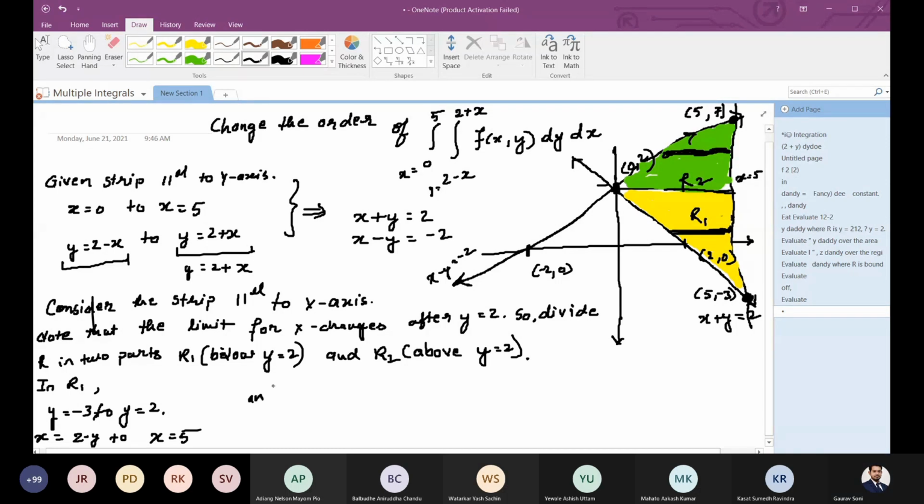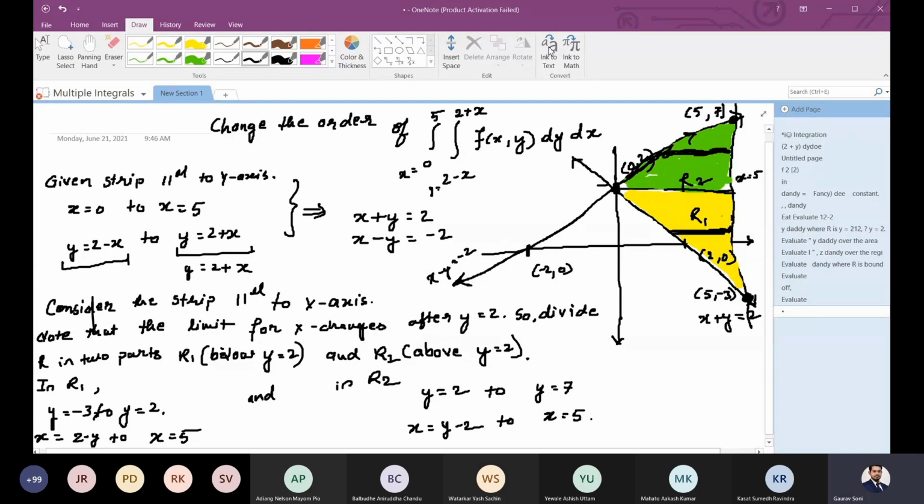And in R2, if you look at R2, the value of y goes from 2 to y equal to 7, and the value of x goes from this line, this one. From that, the value of x will be y minus 2 to x equal to 5.